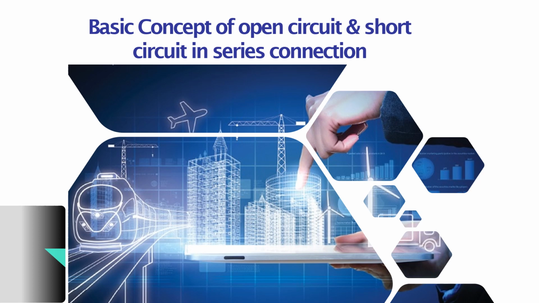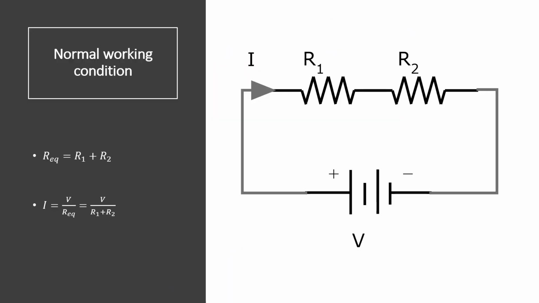Today we are going to discuss the basic concept of open circuit and short circuit in series connection. Here we have taken a simple circuit in which R1 and R2 are connected in series with voltage V. Because of this battery, current will start flowing from positive to negative. And the equation of the current can be written as I is equal to V upon R equivalent, where R equivalent is R1 plus R2 because these two are connected in series.